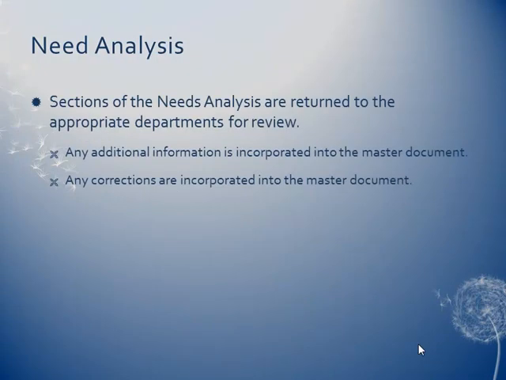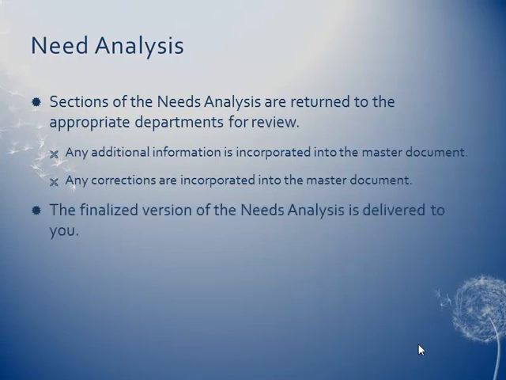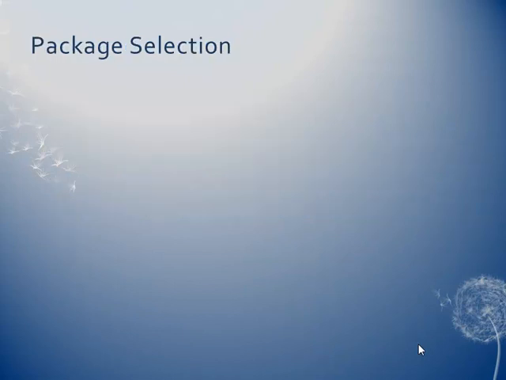So sections of the needs analysis are returned to the appropriate departments for review after we do the initial write-up. Any additional information is then incorporated into the master document, and any corrections are then incorporated into the master document. This gives the company an opportunity to make sure that everything that was stated was correctly interpreted, as well as, sometimes we see it happen many times, somebody will read their interview summary and they go, "Oh my gosh, I forgot this or I forgot that." So it gives them a second chance to add any additional information that would be critical to the requirements for an ERP package. Then the finalized version of the needs analysis is delivered to you.